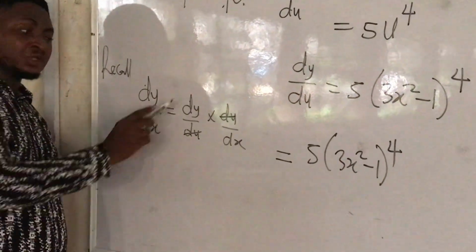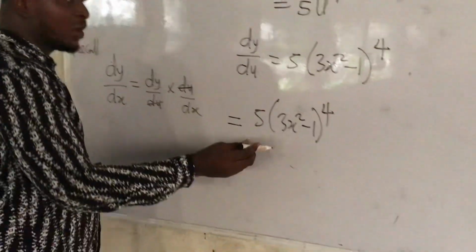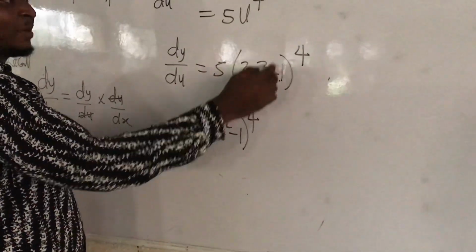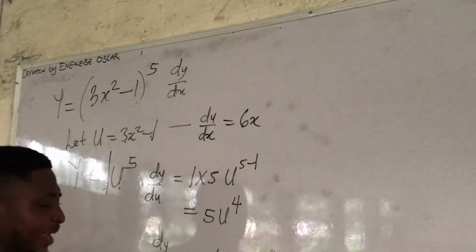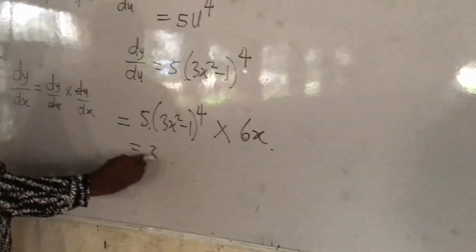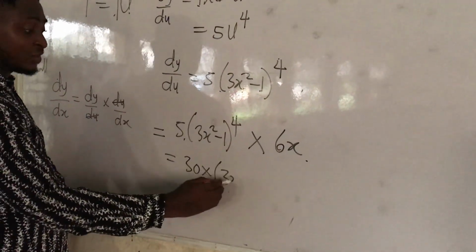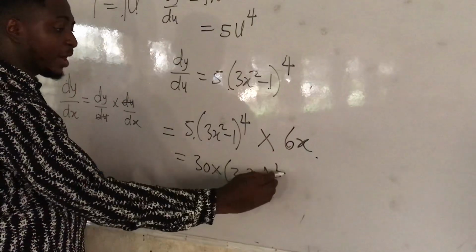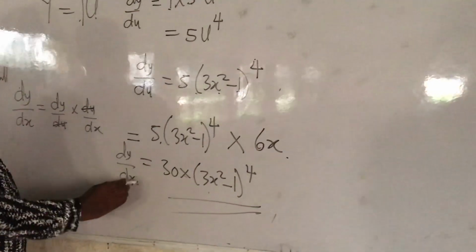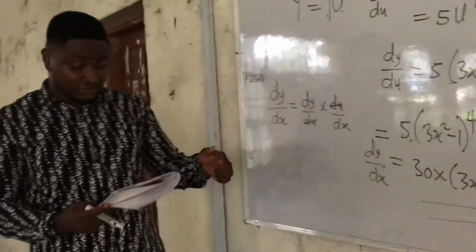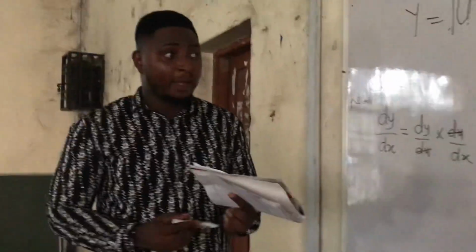Recall dy/dx equals dy/du times du/dx. Therefore, what is dy/du? 5 times the bracket (3x squared minus 1) raised to power 4. And what is du/dx? 6x. 6x times 5 is 30x into the bracket (3x squared minus 1) raised to power 4. Class, this is dy/dx. This is the answer to the last question in activity 4.3.